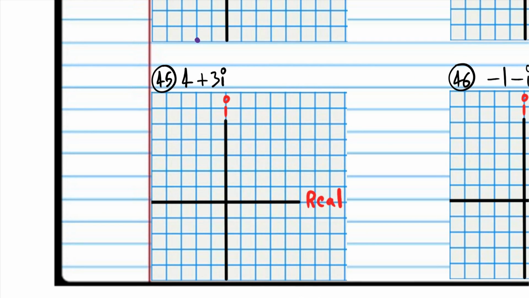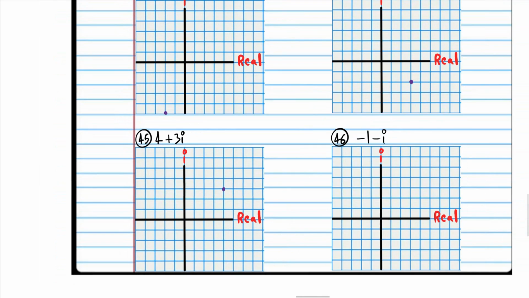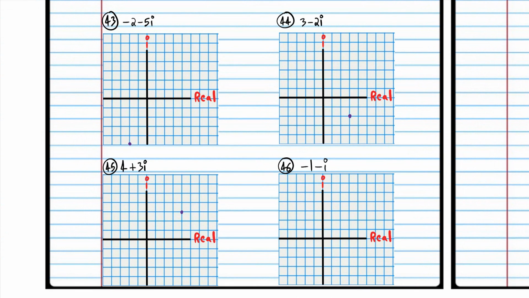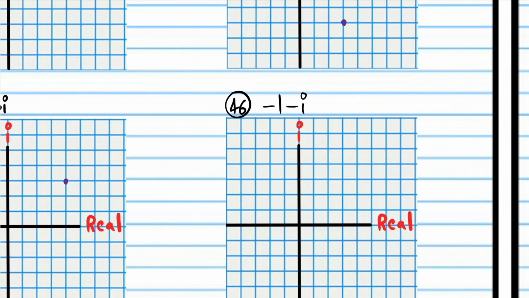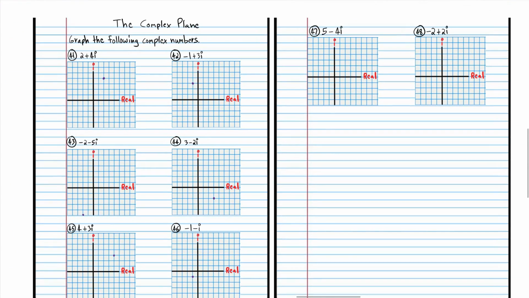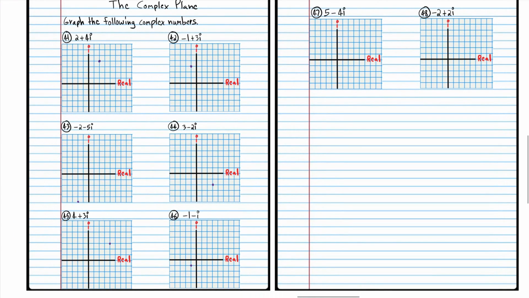Okay, we're back, so we're going to move out 1, 2, 3, 4 units to the right, and then 1, 2, 3 up, and that is our point. So you can see that this is really easy. So try number 46. When you come back, we'll do it together. All right, we're back. So we're going to move to the left 1 and then down 1, and that is our point. Very easy. So try number 47.